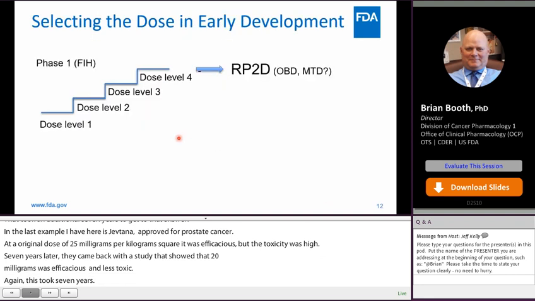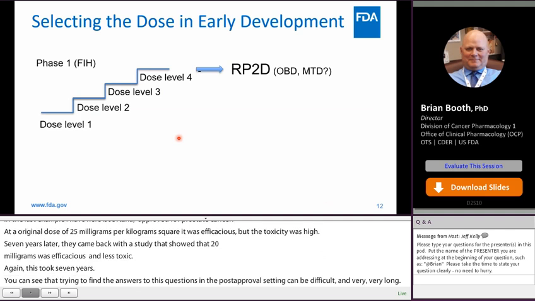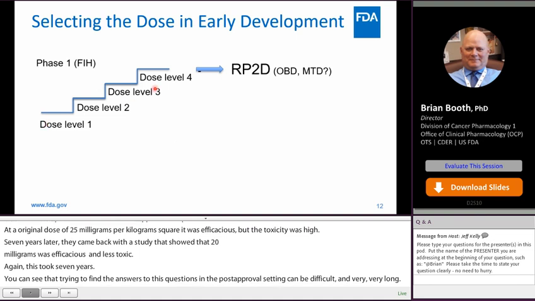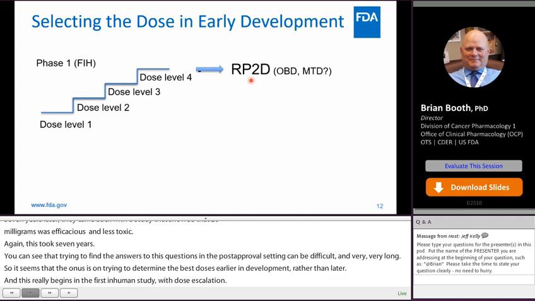And so it really seems as though the onus is on trying to determine the best doses earlier in development rather than later. And this really begins in the first-in-human study, right, where we do our dose escalation. And the purpose of this is to determine what the recommended phase 2 dose is, the dose we want to take further into development to look at safety and efficacy.